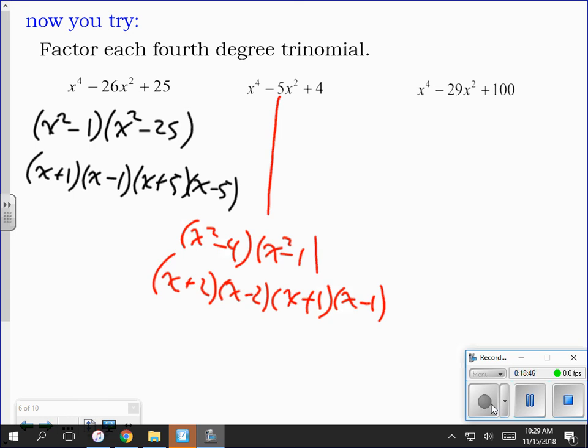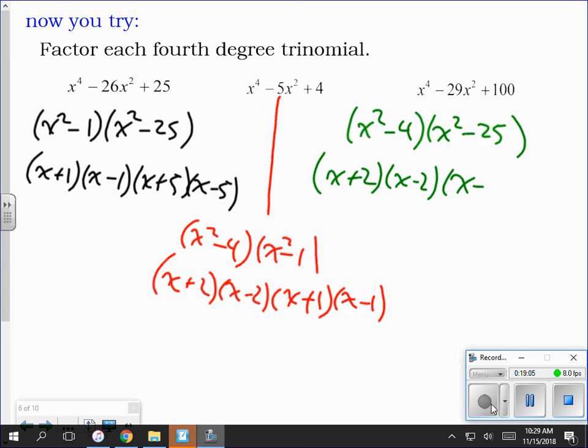100 and negative 29. x squared minus 4, x squared minus 25. 25 times 4 is 100. 25 plus 4 is 29. x plus 2, x minus 2, x plus 5, x minus 5. Always try to go as far as you can when you're factoring. Always.